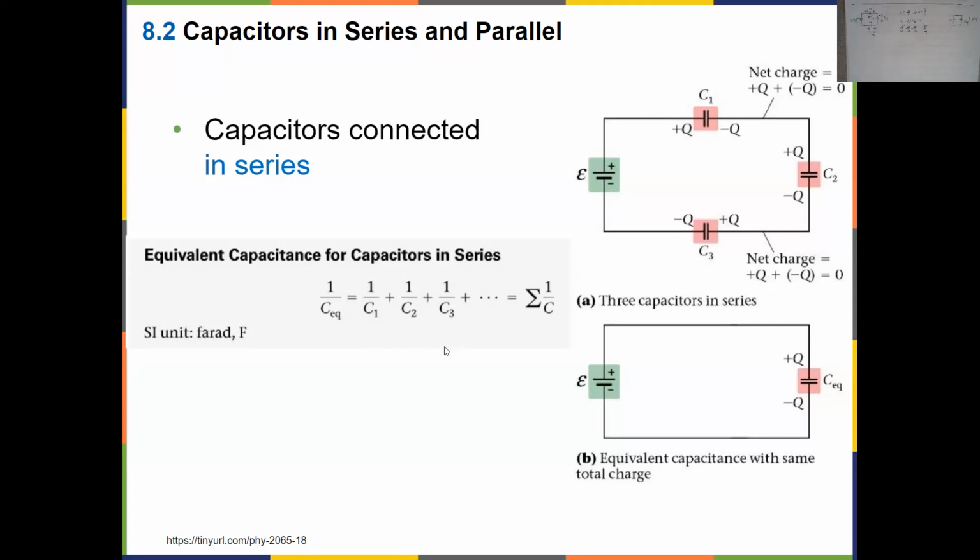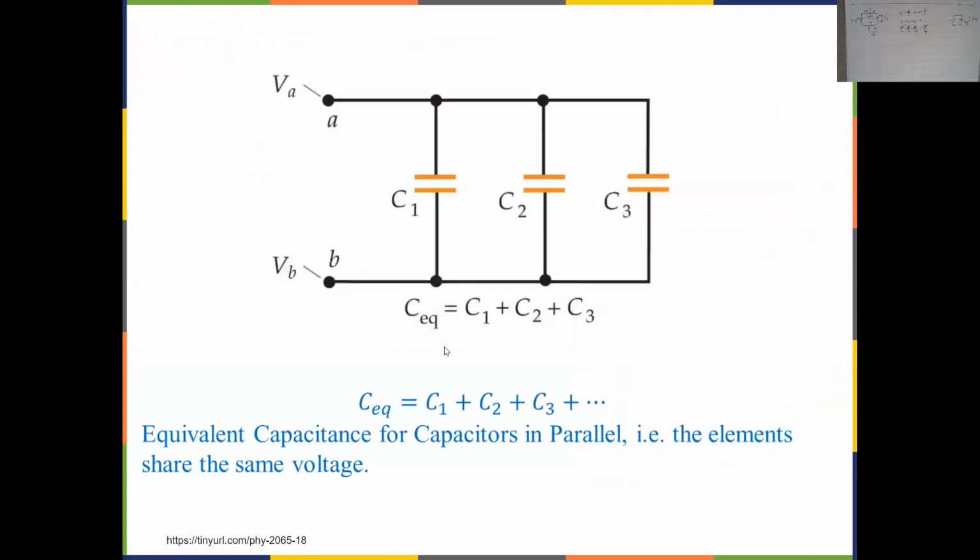capacitance of the combination. Now when they are in parallel, they share the same voltage, because if you apply voltage across A and B, then that gives you the same voltage across C1, across C2, and across C3. So at the end, the equivalent is C1 plus C2 plus C3. Let me show you why that's the case.